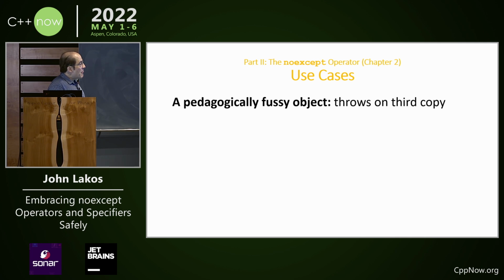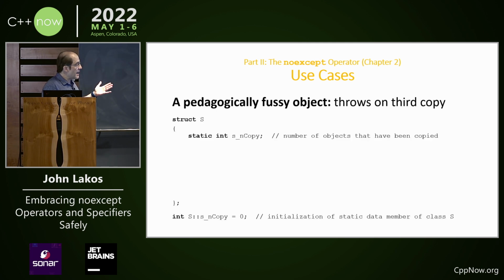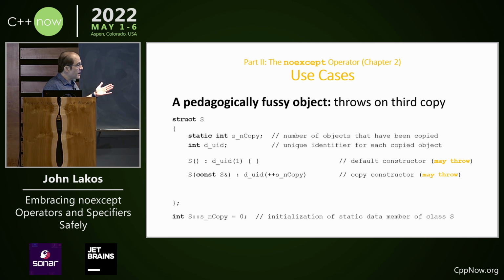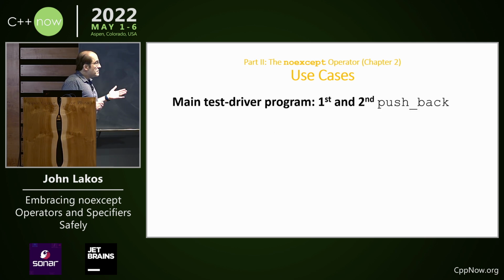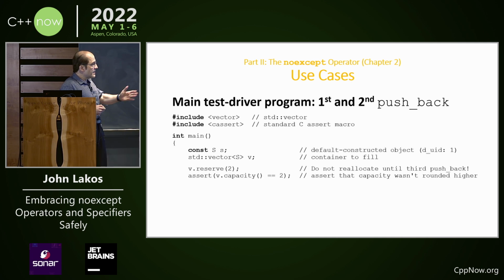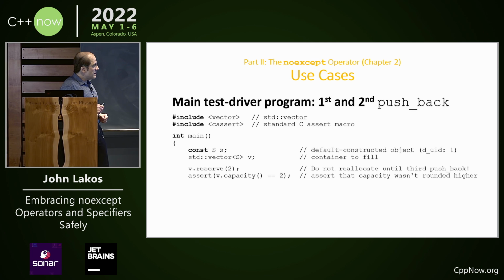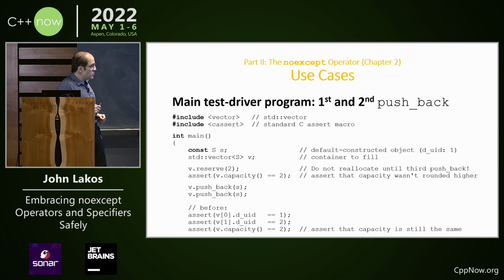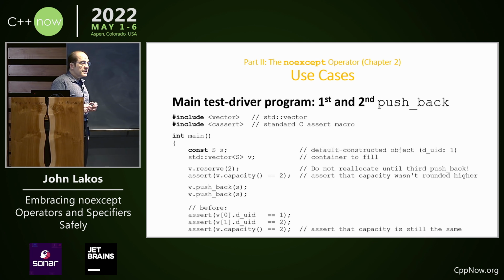Anyway, we're going to create a pedagogically fussy object that we might use for testing purposes. I'm just going to show you, it's going to keep count statically, and the third time it tries to copy, right here, it's going to throw. So let's look at what the test driver does. Again, there's nothing fancy here. It's just going to go through the motions of creating the vector, doing the reserve, and then pushing back twice. And this is what we expect the state of the vector to be after we've done that. Does that make sense?